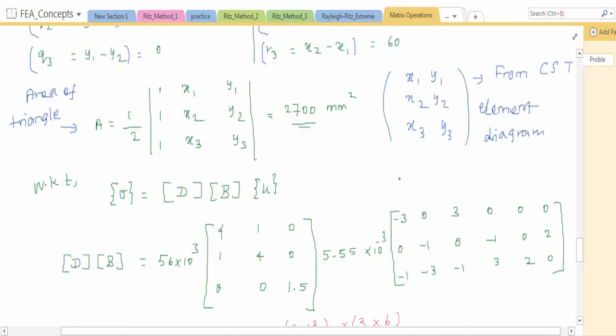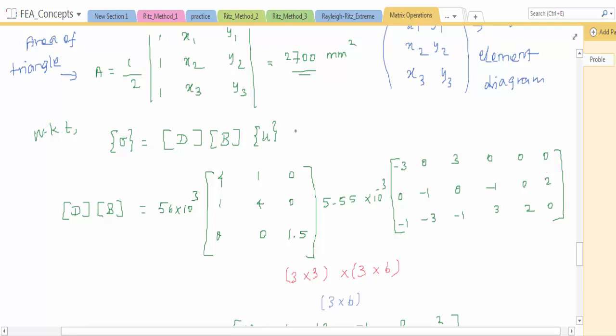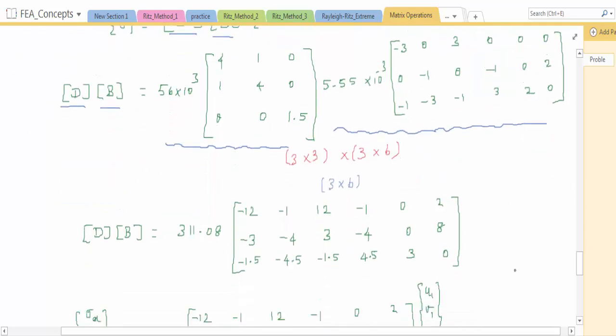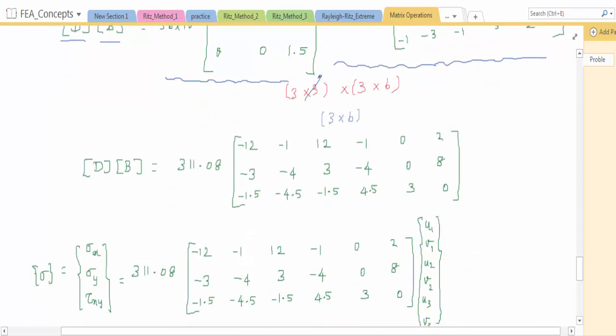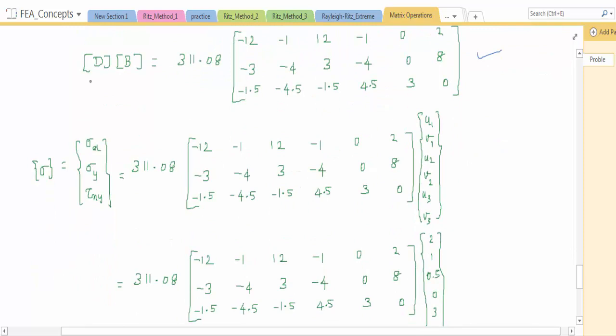We know that sigma equal to D into B into u. So first let us multiply D into B. The D matrix has been written and the B matrix is also written. So I am going to multiply these two matrices, 3 cross 3 into 3 cross 6. If you multiply this, you will get the final matrix of 3 cross 6. We can easily do it with your engineering calculator. Check out my previous videos on how to do the matrix multiplication for 3 cross 6 into 6 cross 3. You can easily find out.